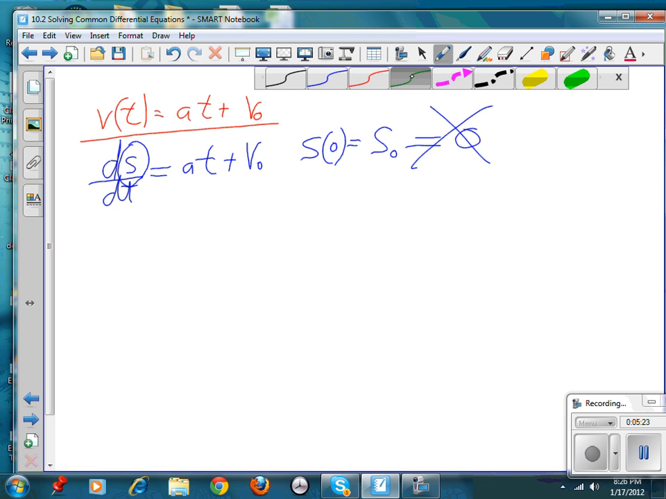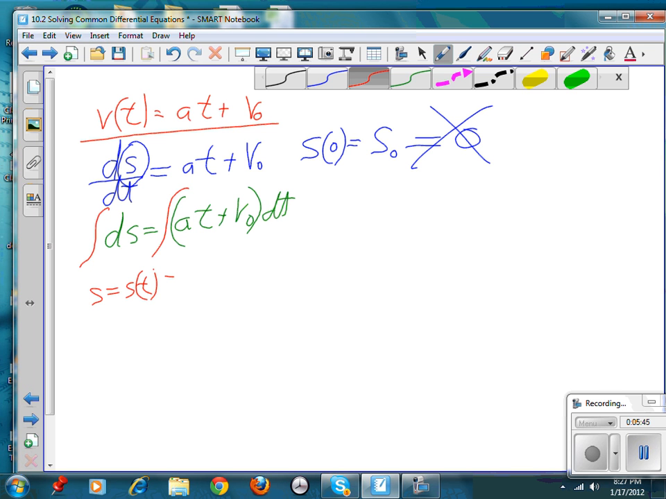Okay, first thing I do is what? Separate variables. ds is equal to (a times t plus v0) times dt. Separate variables, step 1. Second step, let's integrate. Integrate the left side, I get s, or I could write s as a function of time, because the other side is, and I get what? a times t squared over 2. Remember, a is just a constant. v0 is a constant too, plus v0 times time, plus the constant of integration.